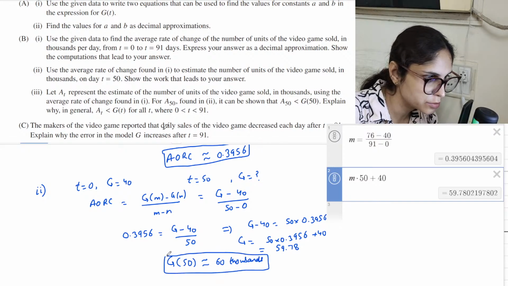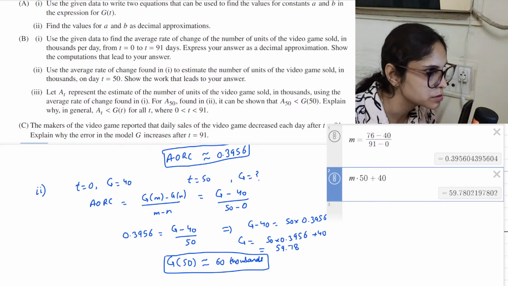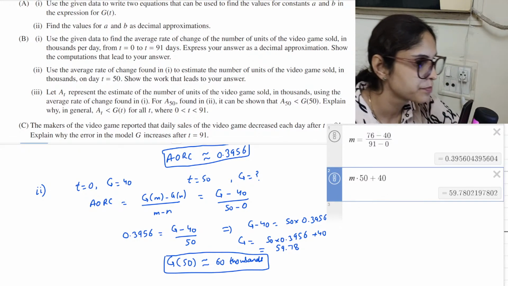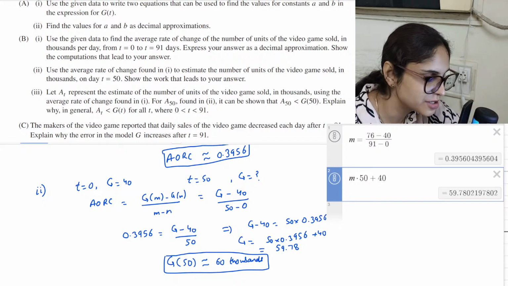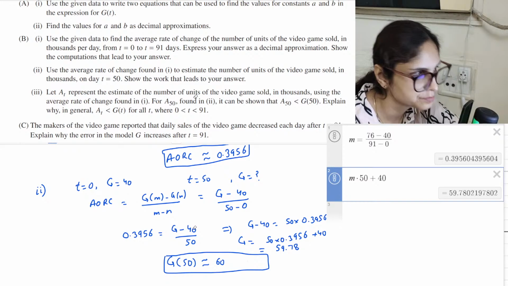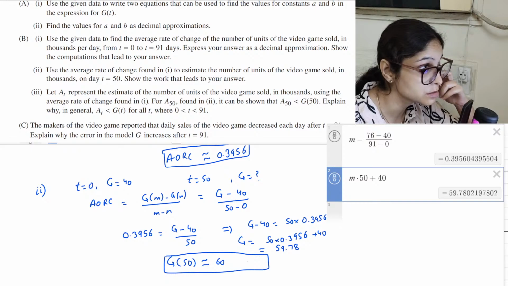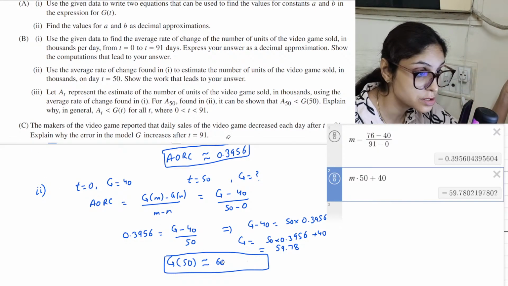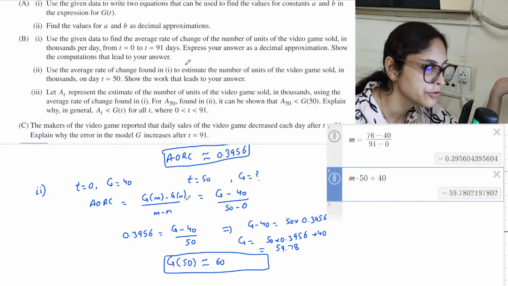Do not forget to write 1,000, because they want the answer in thousands. Okay. Number of units of the video game sold in thousands. So you do not need to write thousands, because they're already mentioning it. You can write 60,000s. All right. The number in thousands is 60, approximately. Or if you want, you can also write 59.78. That is also completely fine.